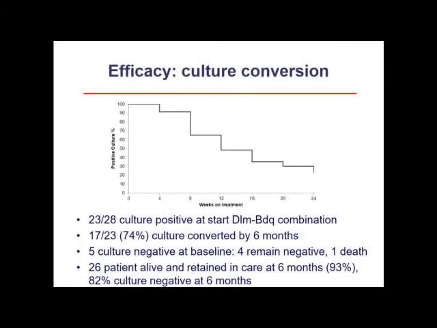Of the 5 culture negative at baseline patients, they all remained culture negative. 1 patient died before 6 months. So at 6 months, 26 patients were alive and retained in care, which is 93%, and of those, 82% were culture negative at 6 months.